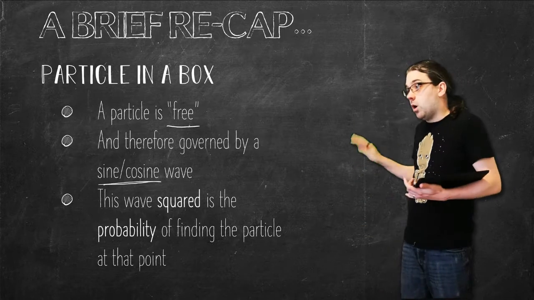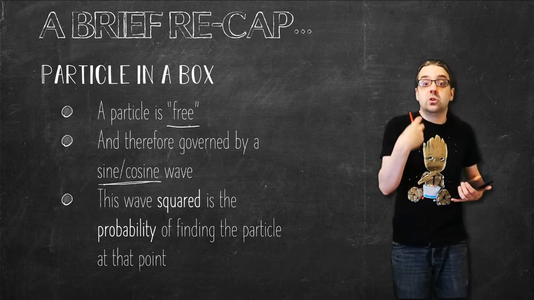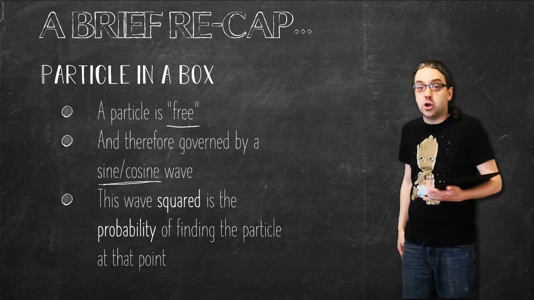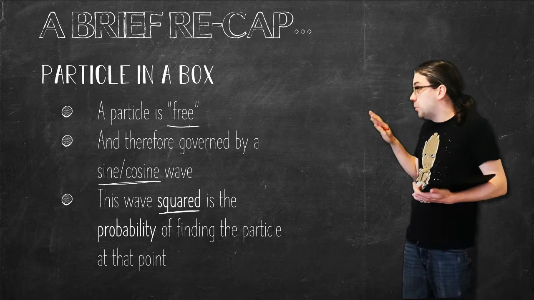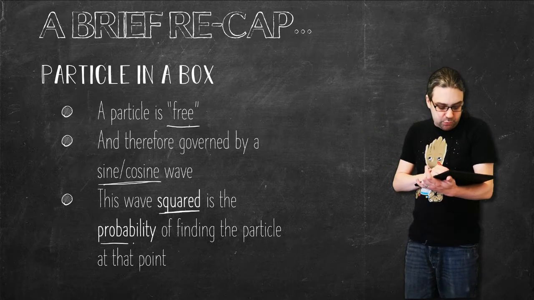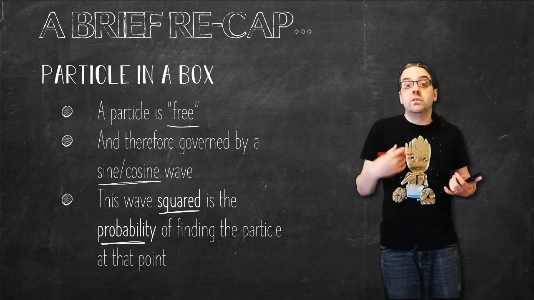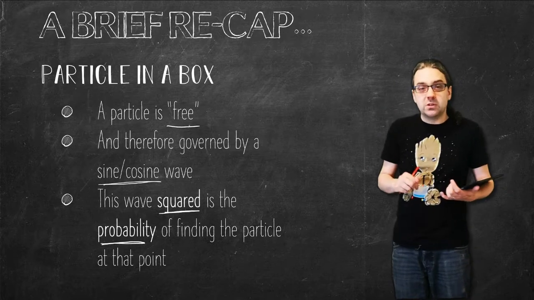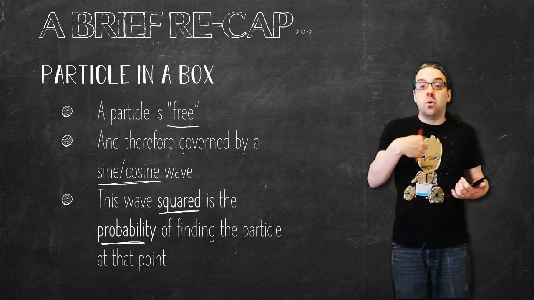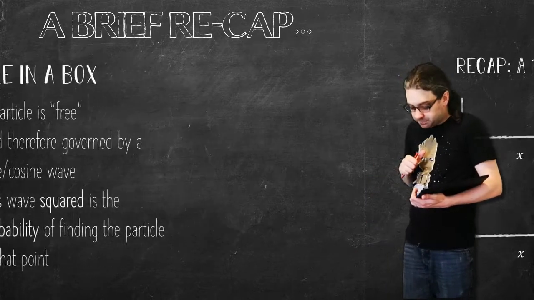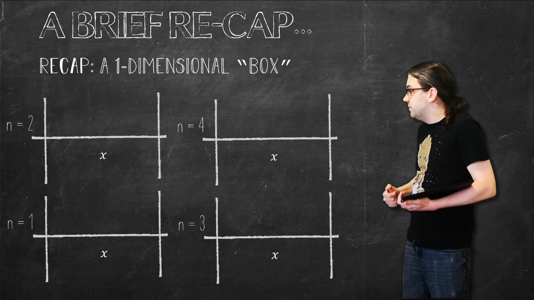There are a few reasons why it's sine and cosine, but we're not going to touch upon them too much here. We just need to know that they are solutions to the Schrödinger equation, so a sine and cosine wave it is. And this wave squared, this is the main interpretation of it. Squaring it gives us the probability of finding the particle at a particular point. So wherever the value of the wave is highest, the particle is most likely to be found there. We're going to skip over the interpretation of what that is. That's for arguments later.